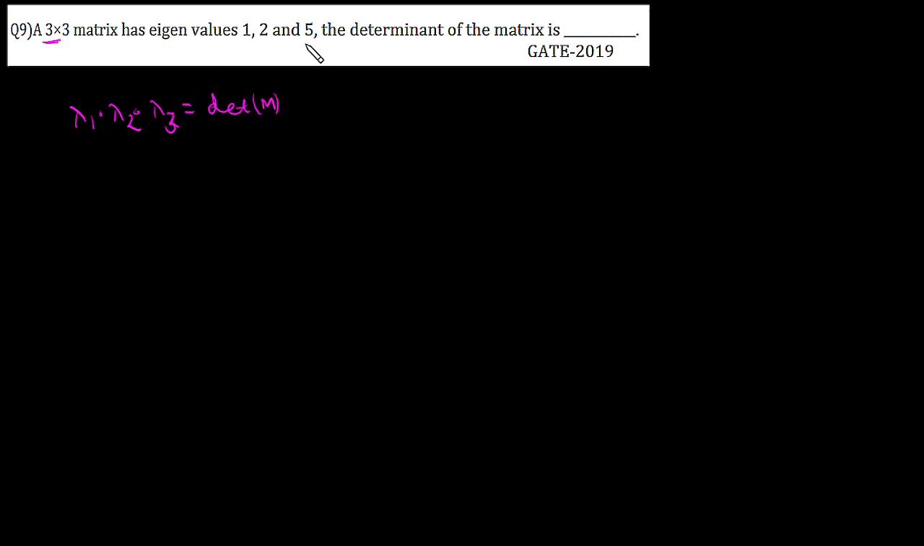So now they are asking about the determinant and they have given the eigenvalues. So simply we have to multiply these three numbers. So 1 multiplied with 2 multiplied with 5 equals the determinant of M. So I am getting 10 as the determinant. Very simple question. It only takes 2 seconds to get the answer. So the determinant is 10. Now let's move to the last question for this video.